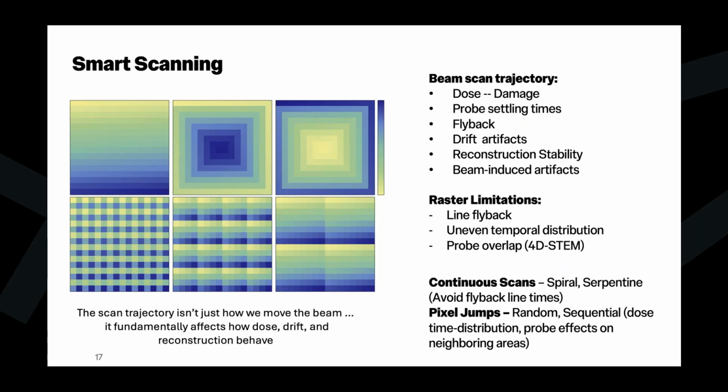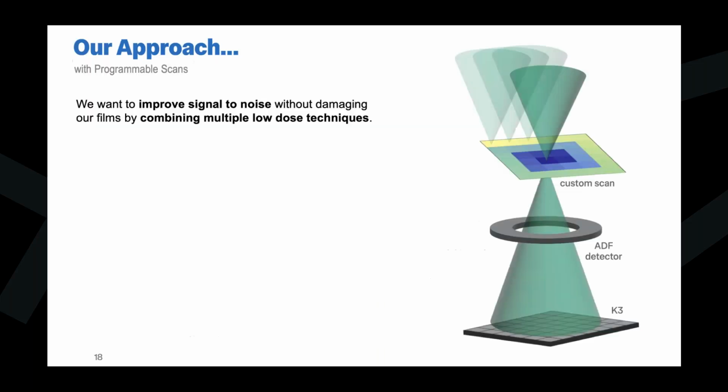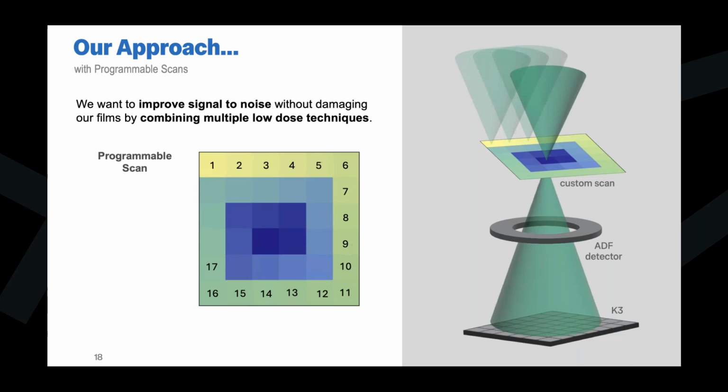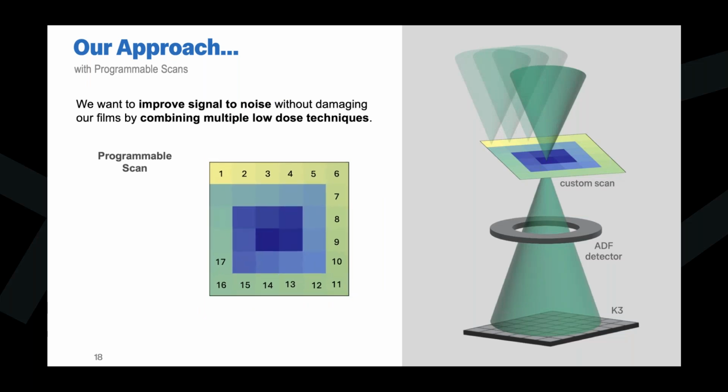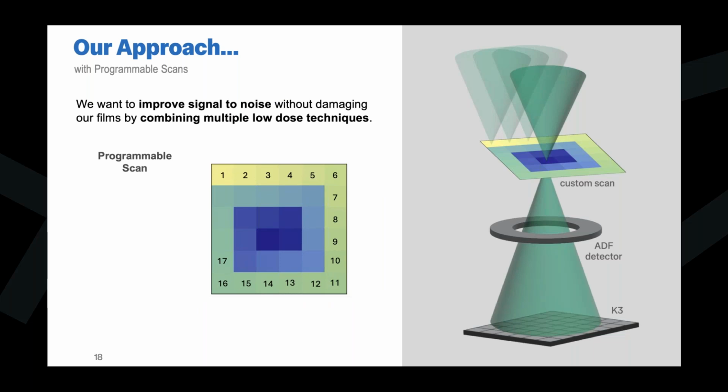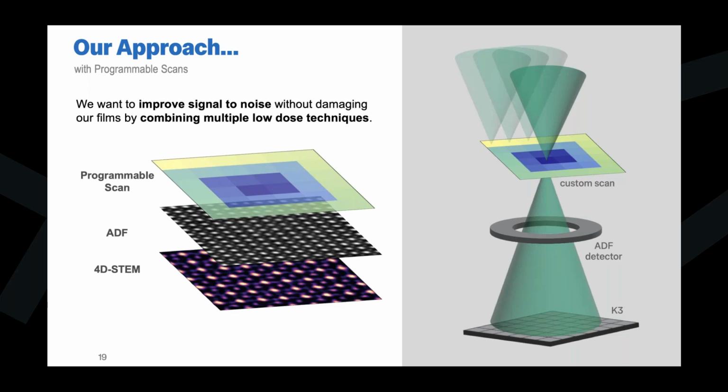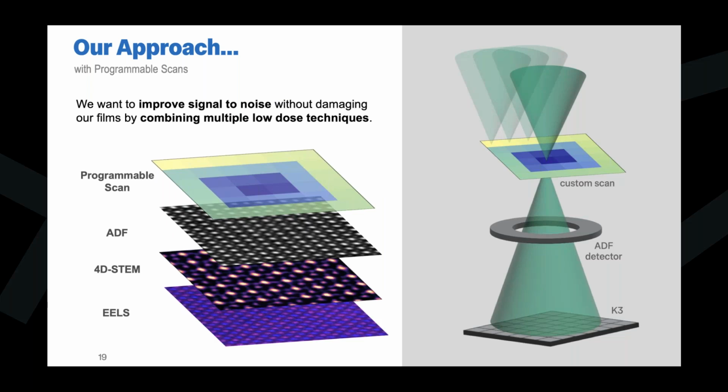So our approach is shown on this next slide here. We specifically want to think about improving signal to noise, improving experiments for challenging materials, not just for model systems, and doing this for low dose techniques, combining this with other things. So we program our scan. We're going to show you in this presentation today some dark field imaging, as well as 4D STEM ptychography reconstructions, as well as EELS spectroscopy, and then also how this links with other types of experimental strategies.